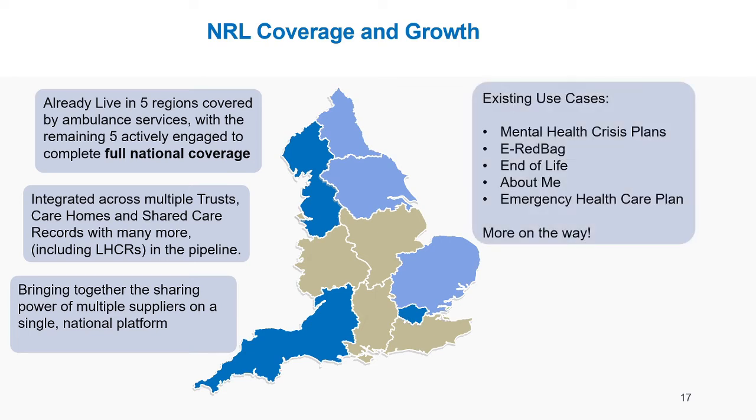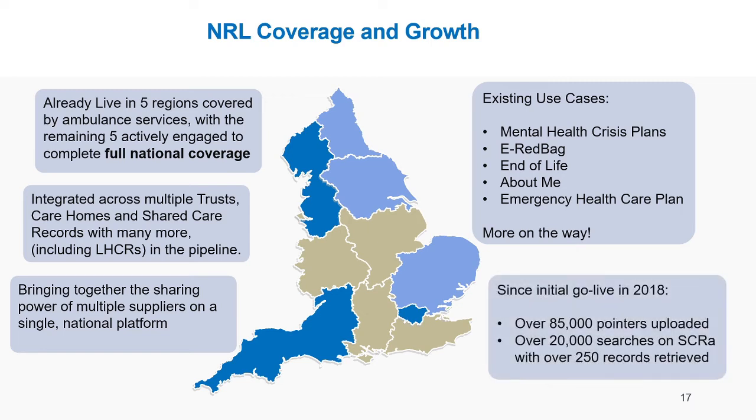Our existing use cases include mental health crisis plans, e-Red Bag, end of life, About Me, emergency healthcare plan, and many more on the way. Since our initial go live in 2018, we've had over 85,000 pointers uploaded and over 20,000 searches on the SCRA with over 250 records retrieved.